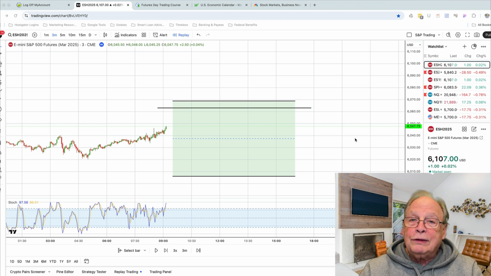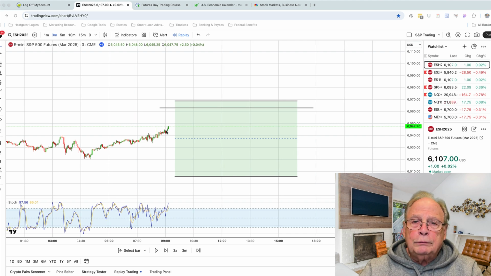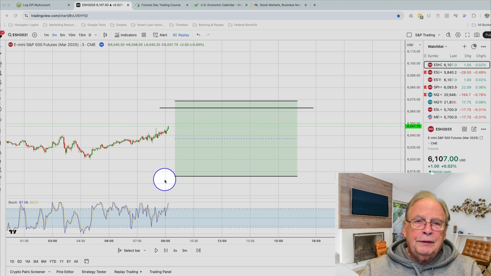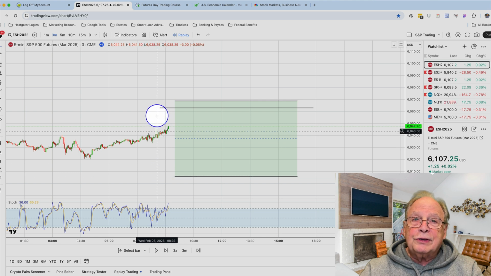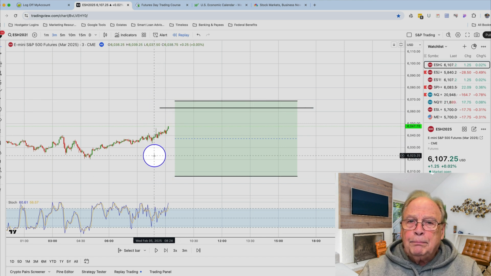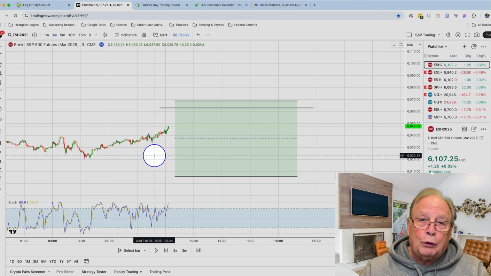So here on Wednesday, February 5th, the market opened just above the middle of the trading zone, and this chart is the S&P E-mini 3-minute candle. Support is down here at 6,006, resistance at 6,069. So a 63-point range is forecast for the day according to the Taylor trading zone, okay?